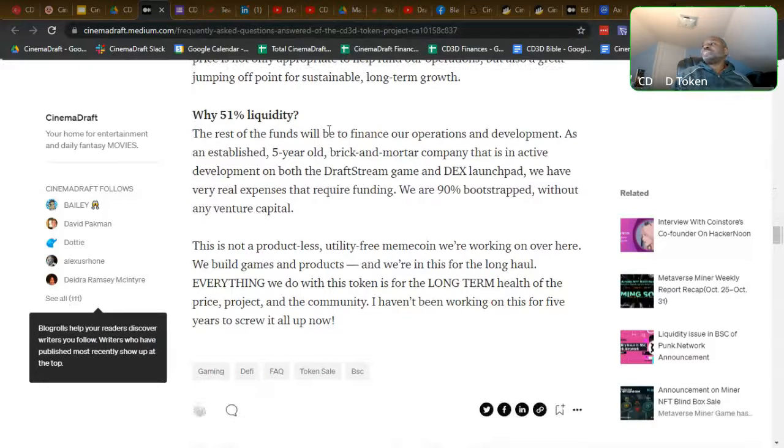Why 51% liquidity? Because we are running a business here. We are an IRL business. We have marketing and a website. We have bills to pay. We have debt to pay down. We have freelancers to spend on, all that sort of stuff. So that's why our liquidity is at just 51%, because we need the other portion for expenses.